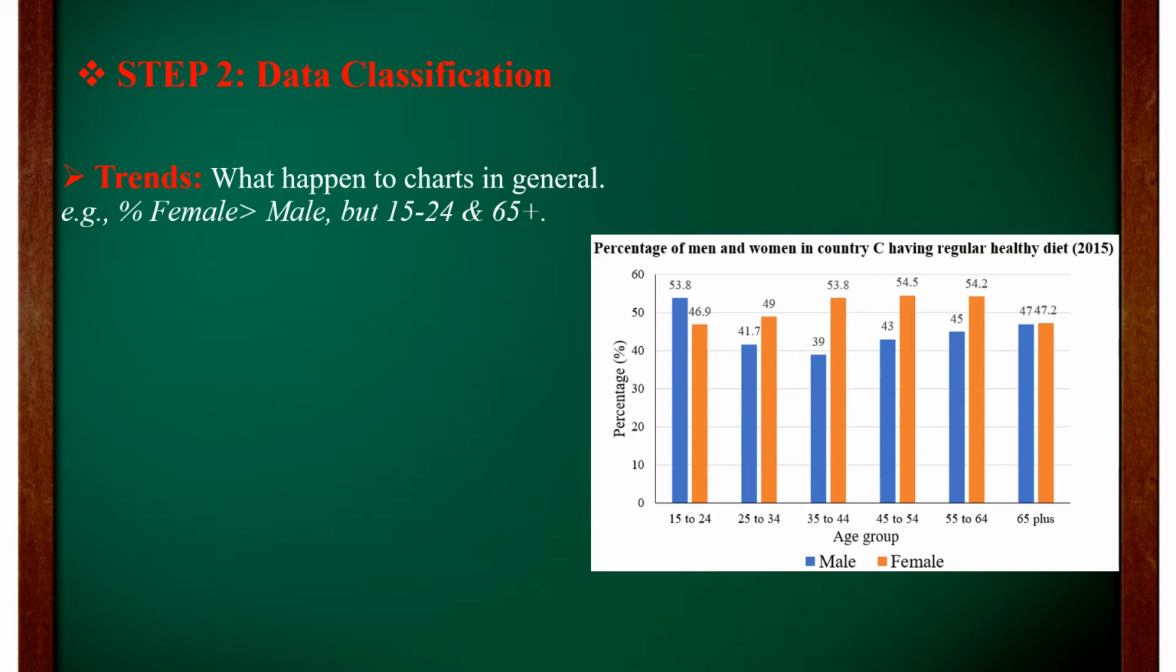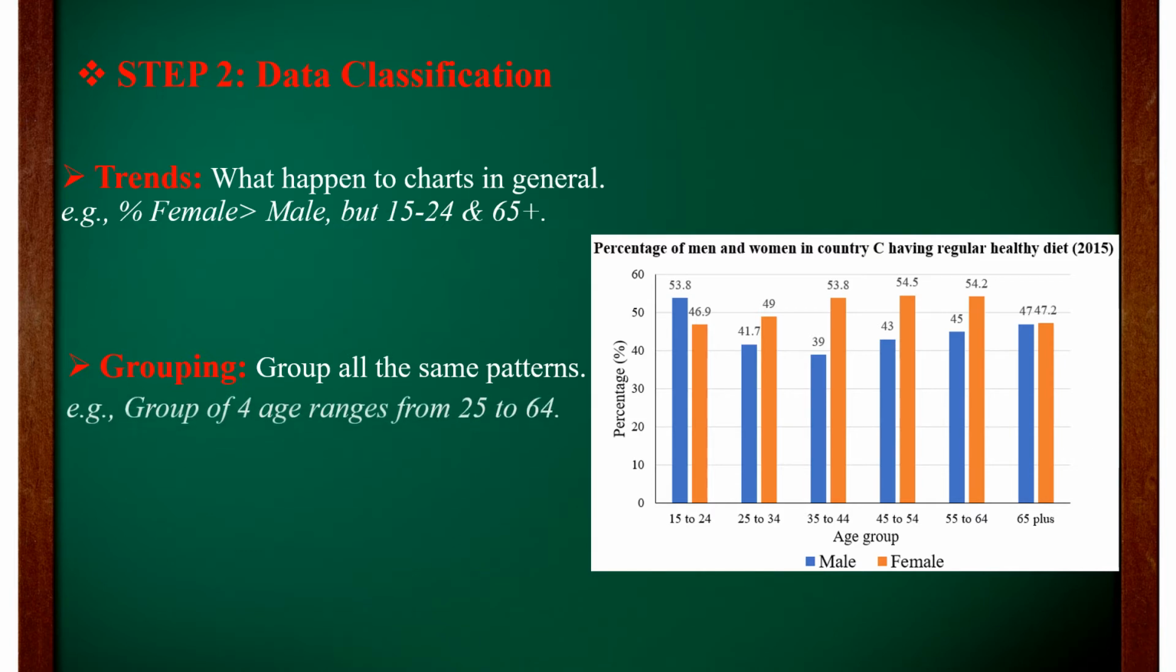Turning to grouping. Grouping means the way that we categorize all similar or relevant elements into one group or category. In the exercise, we categorize a group of 4 age ranges from 25 to 34, where percentage of women were higher than men. Finally, the exception.